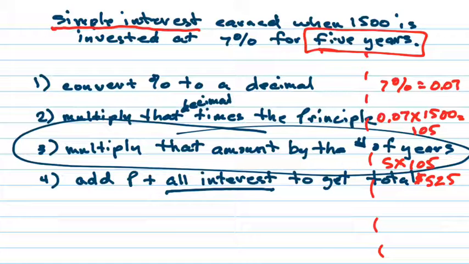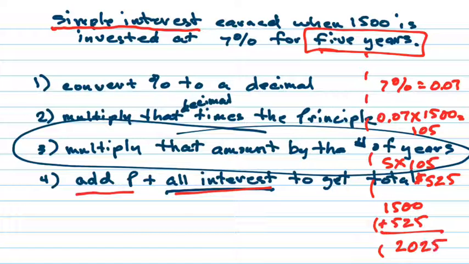But you still have the original amount of money you put in too, right? So we need to add the principal and all that interest. So $1,500 plus $525 means that at the end of the 5 years, we will have what? And make sure you put your units. So it's got to be dollars, right? Okay.